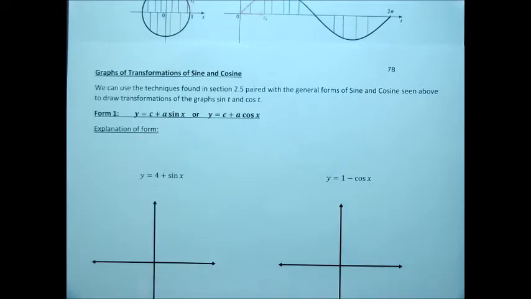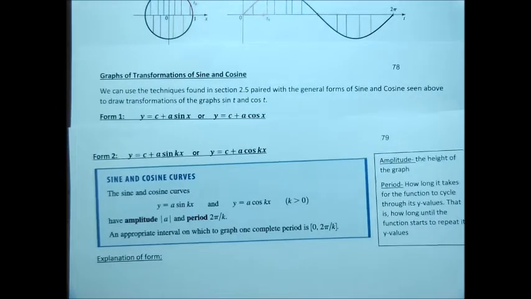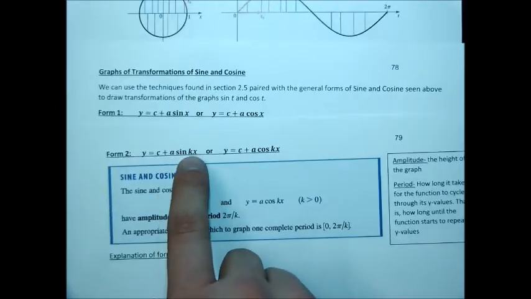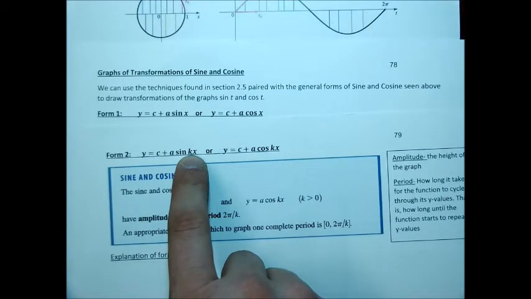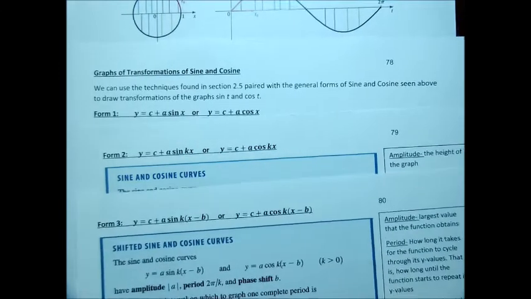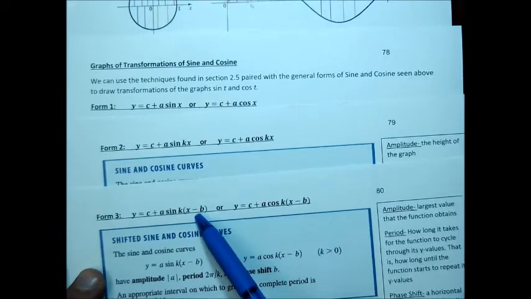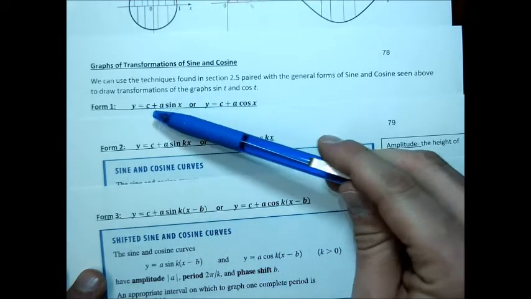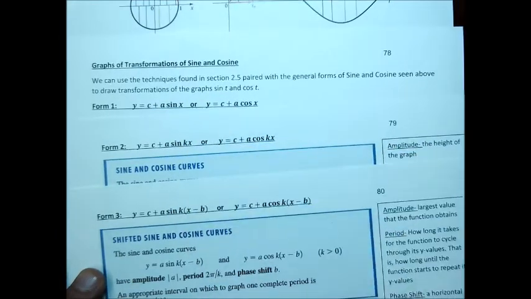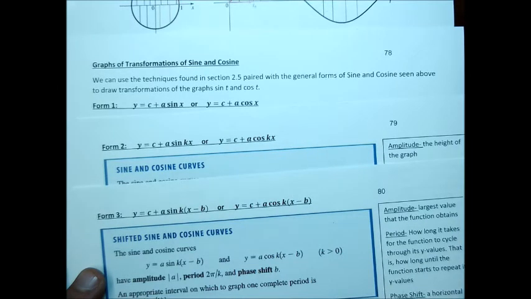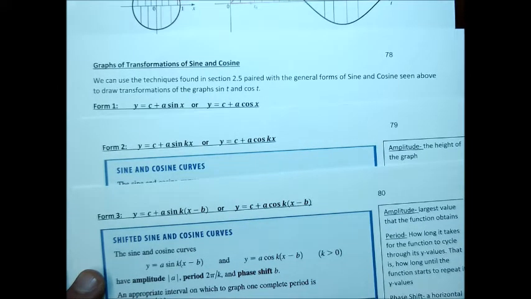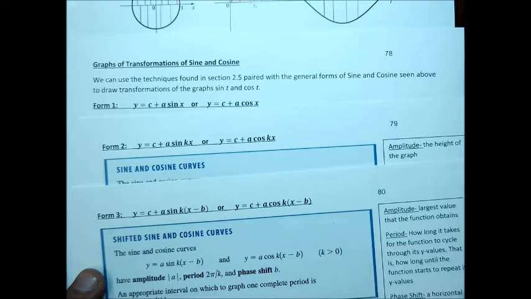Okay, this is the next page. On the following page, we will then add another complexity by adding a k inside. And then finally on the last page, we'll add a third complexity, which are shifts. Notice that on each subsequent page, we add another level of complexity to the problem. But just know that we're just doing transformations like we've done with everything else, okay?